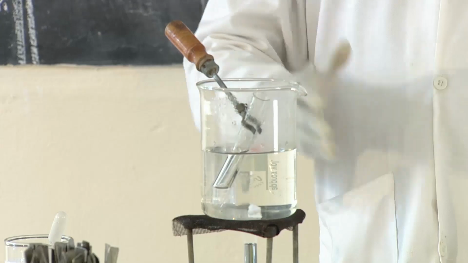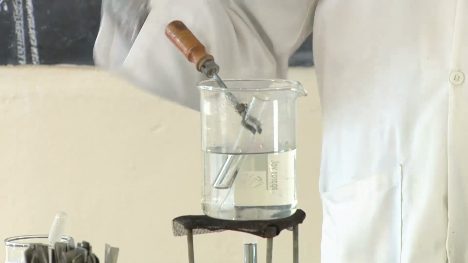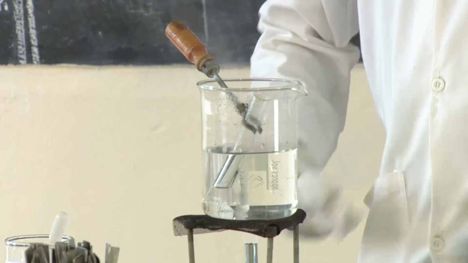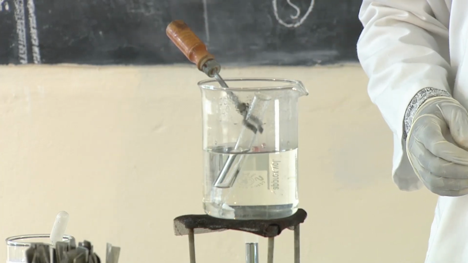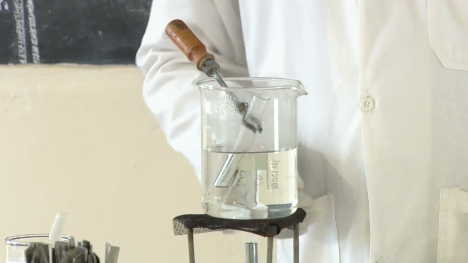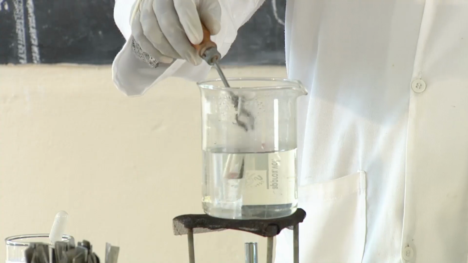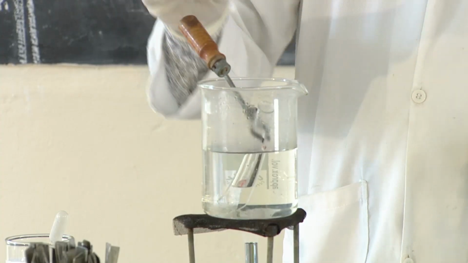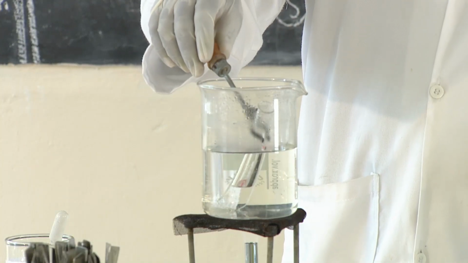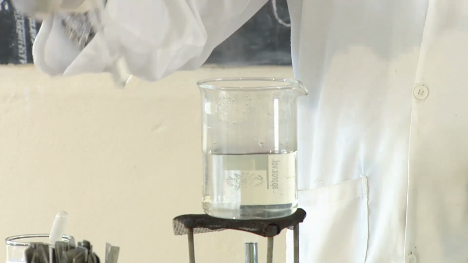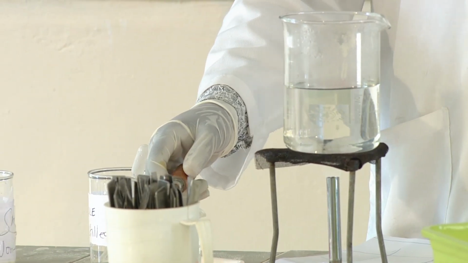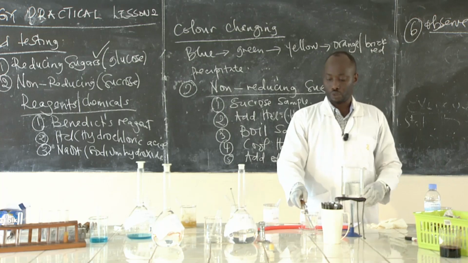So observe the process. I'm now in the process of heating sucrose. I have added hydrochloric acid. Observe properly, and then we see the color changing. You cool it, put it into warm water. After you put it into warm water, the next step is to add the Benedict's solution.